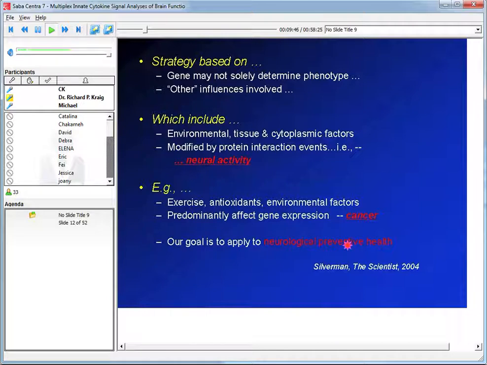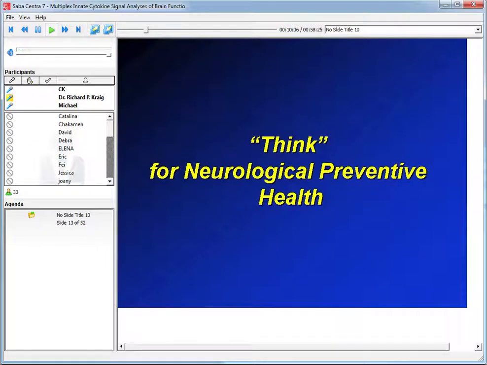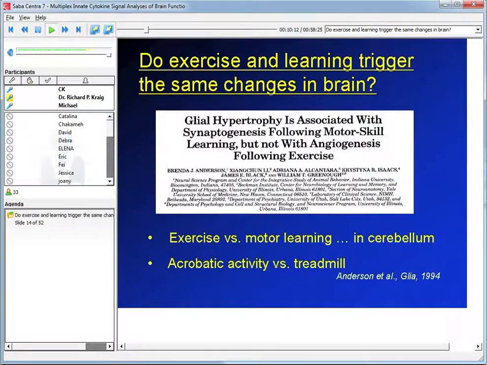So it's an extension of this notion first established in the cancer literature that says genes may give you a propensity. The key to understanding the signaling system is in the proteins, in the protein milieu of the environmental exposure. So we became captured by the notion that thinking may be the key element of neurologic preventive health.